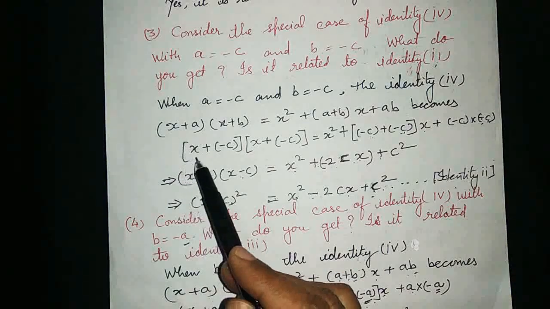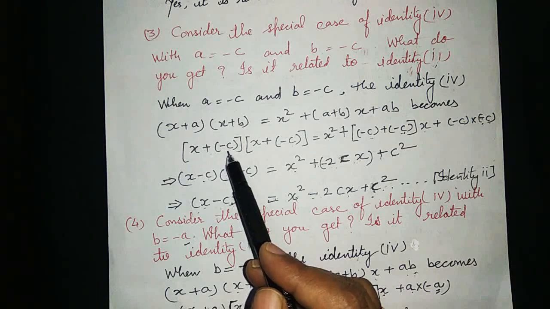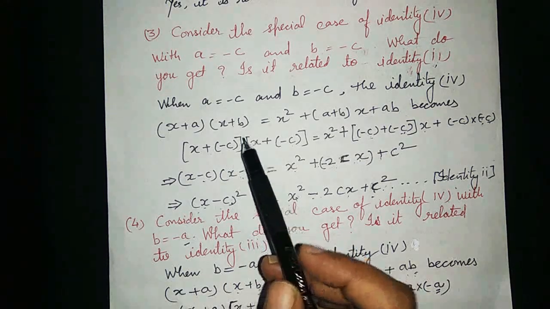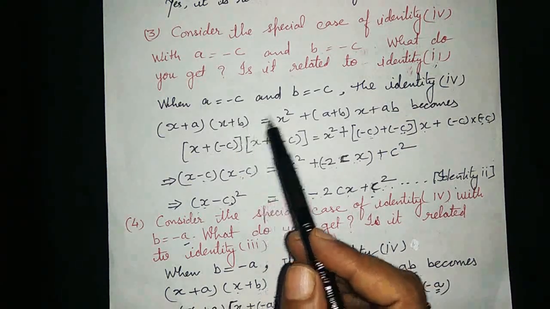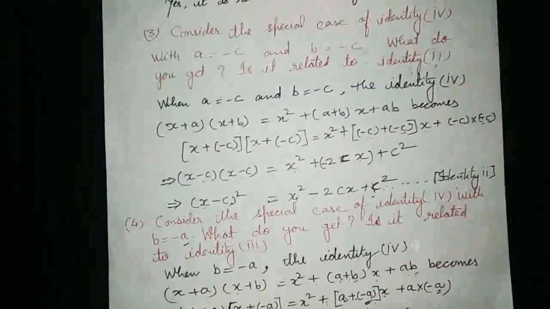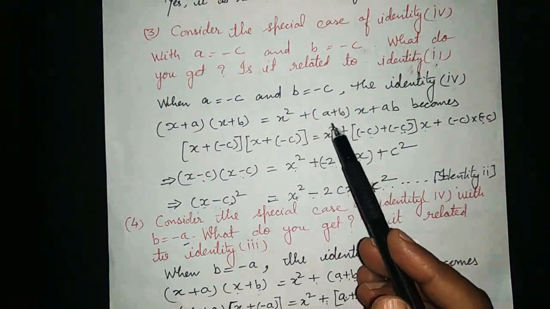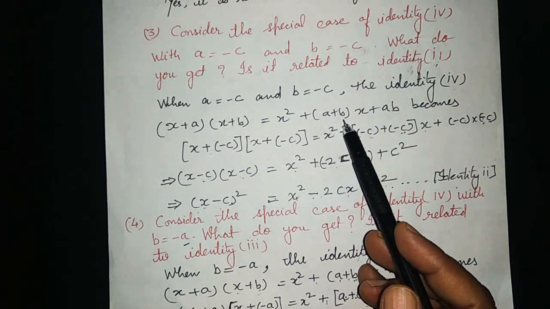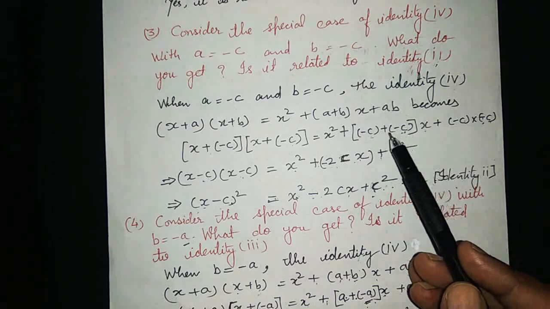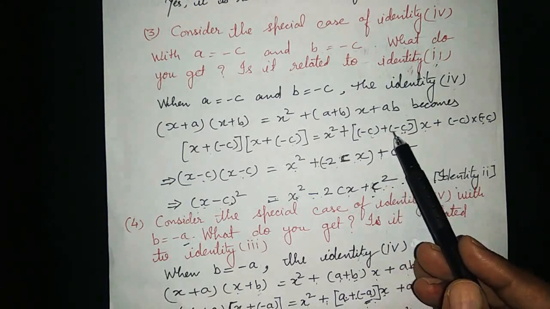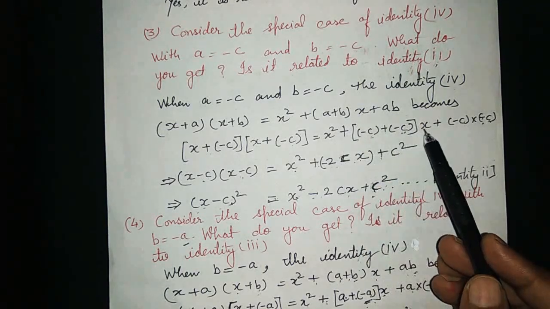So here we will write x plus, then in place of a we will write minus c in bracket. After this x we will write, then plus, and for this b we will write minus c according to the question, and then is equal to x square plus. Here in place of a and b, in a plus b we will write minus c and this minus c. Okay, then minus c plus minus c will come here, and then x we will write.